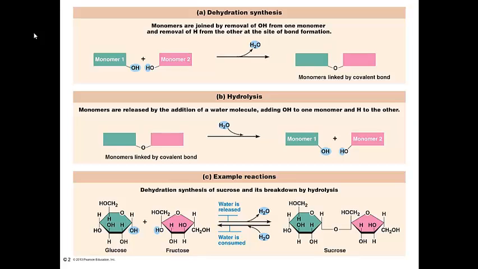So the first group of organic molecules we're going to talk about are called what? Carbohydrates. Now the very smallest building blocks of carbohydrates fall into this category.